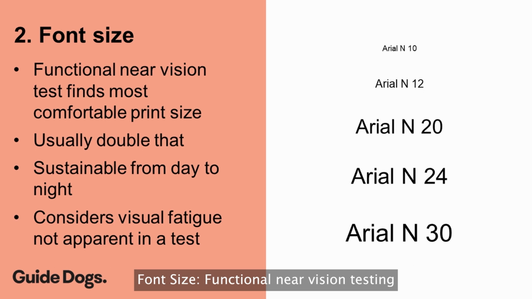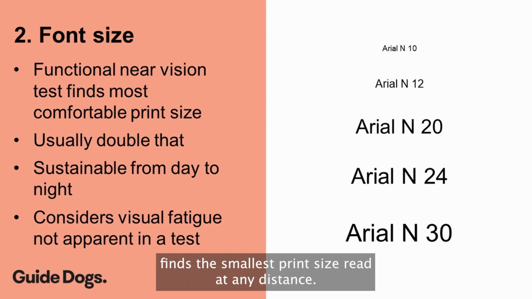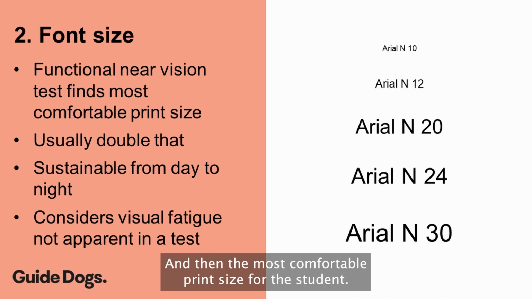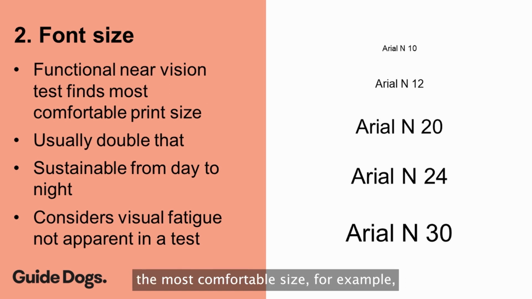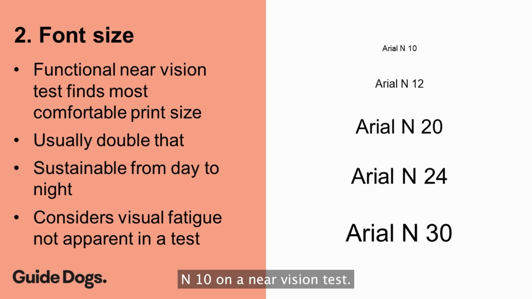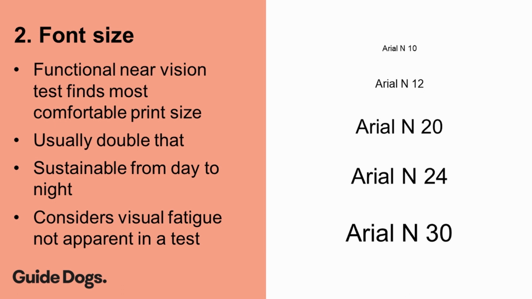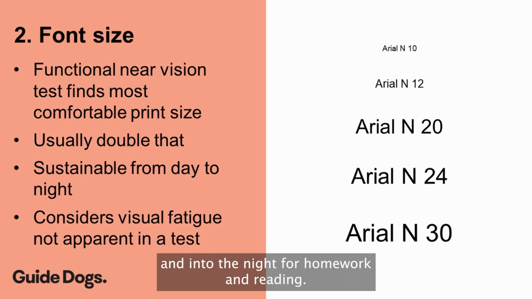Font size. Functional near vision testing finds the smallest print size read at any distance, the smallest print size read at 30 centimetres, and then the most comfortable print size for the student. The font size that is recommended for the student is usually double the most comfortable size. For example, if N10 on a near vision test, the student would trial using enlarged print size N20. The font size must be sustainable for the student throughout the day and into the night for homework and reading.